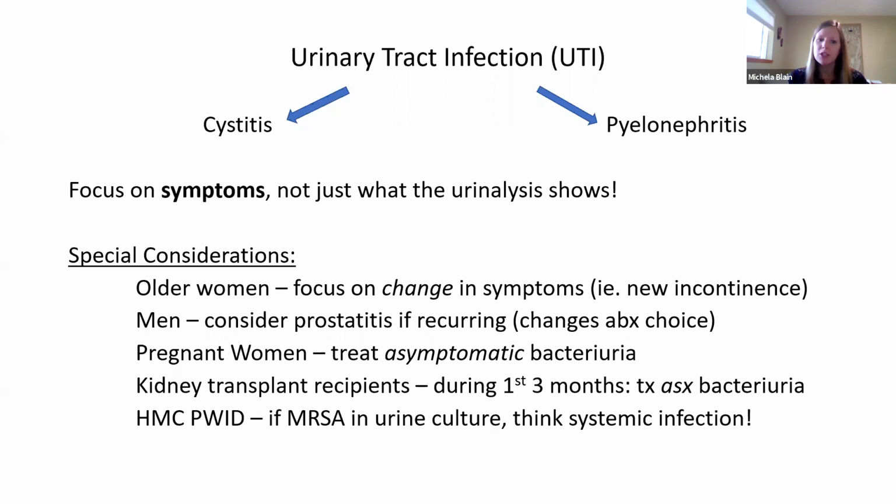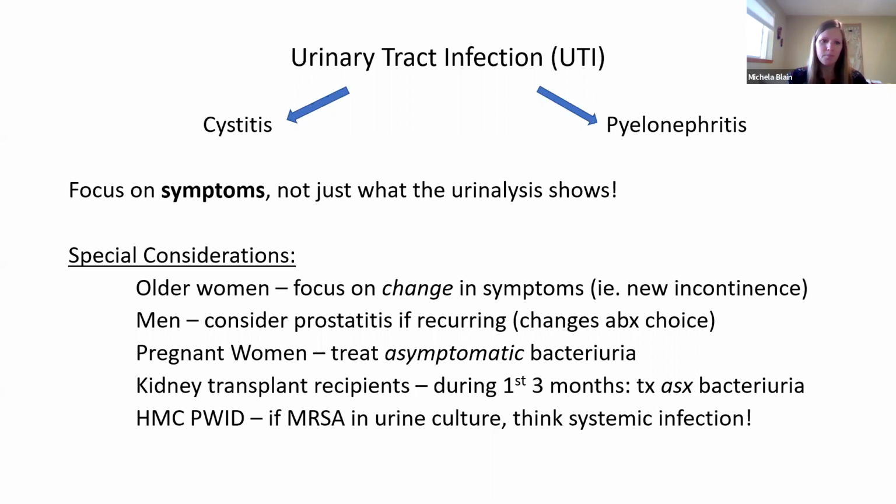Pregnant women and kidney transplant patients, patients who've had a kidney transplant, are two patient populations in which you are treating asymptomatic bacteriuria. Those patients are just at higher risk for complications, even if they are not having any symptoms. If they have bacteriuria, we treat those folks. For patients who have had kidney transplants, this is really just during the first 3 months after transplant, and otherwise they go back to being treated in the same way as everybody else.